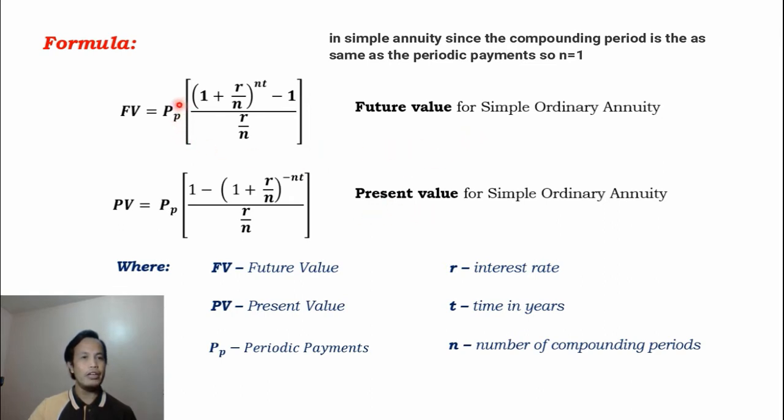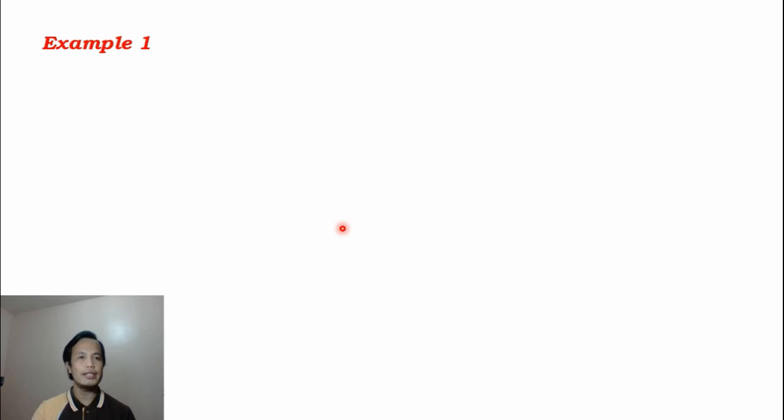The future value is equal to the periodic payment times the quantity 1 plus R over n raised to nt, minus 1, all over R over n. Then the present value is equal to the periodic payment times 1 minus the quantity 1 plus R over n raised to negative nt, all over R over n. Okay, so let's proceed to our examples.